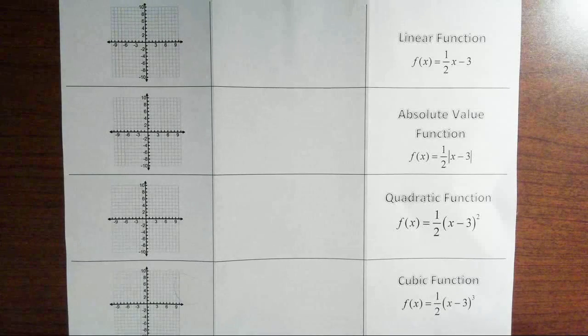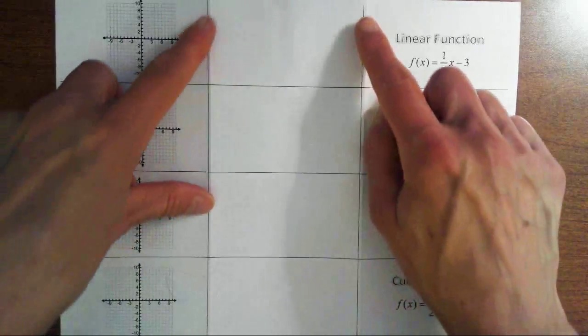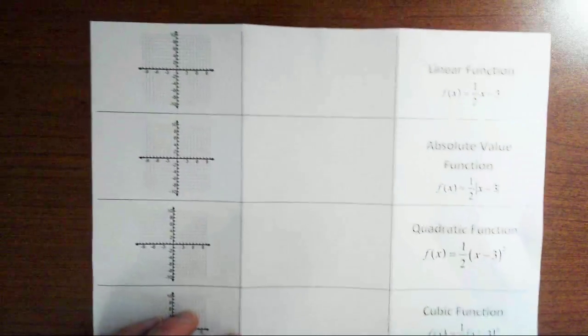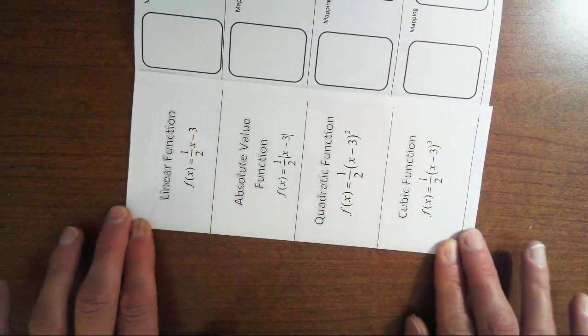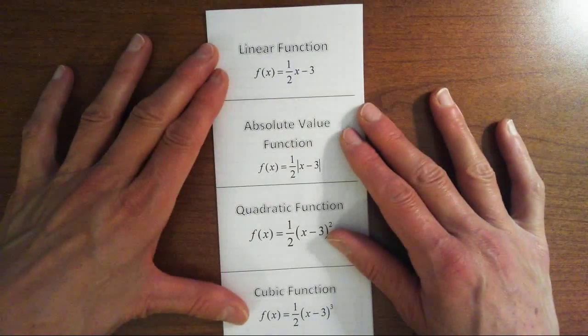Today we're going to look at another foldable. We're going to look at family of functions. So you have your handout like this. You can see I've already creased it along those edges. So that's what you're going to do. You're going to crease the edges so it's a trifold, like such, so that you have a trifold.